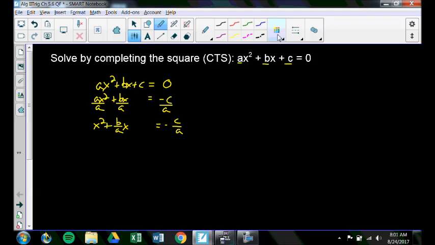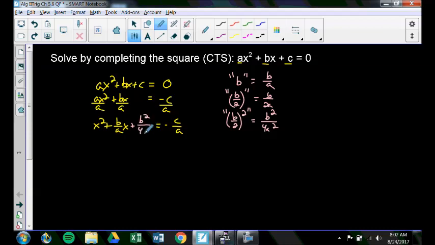Well, this gets a little bit weird, because right now my b term is actually b over a. That's what this was here. So that means if b is b over a, then b over 2 is really b over 2a. And b over 2 squared is actually b squared, I square the top, and 4a squared from squaring the bottom. So I'm going to add a b squared over 4a squared over here.